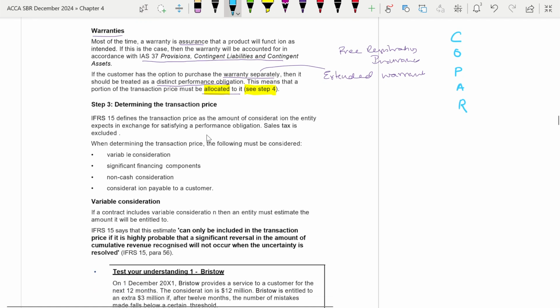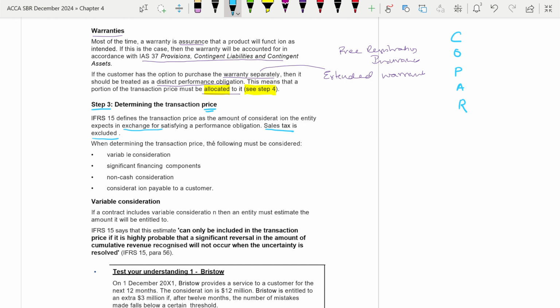Step three, what does it say? What is the price? IFRS defines price as the amount of consideration the entity expects in exchange. Okay, we are fixing the price. Sales tax is excluded. Keep it in mind. VAT is excluded.